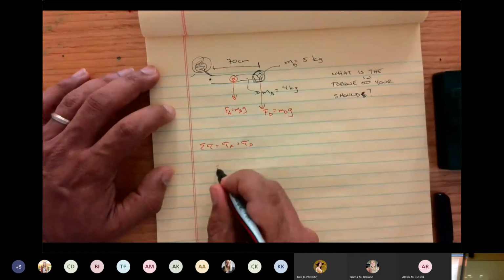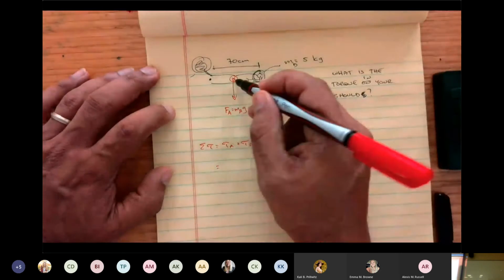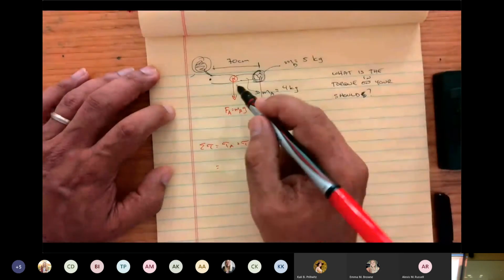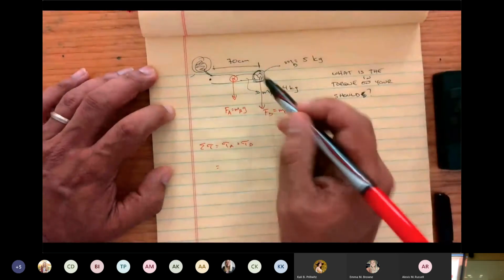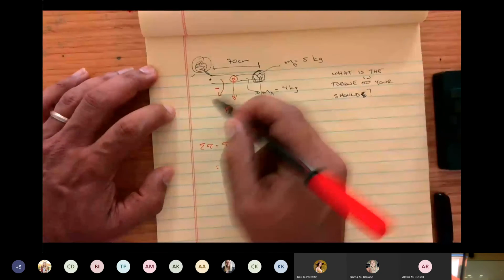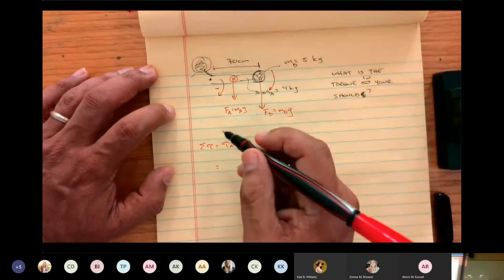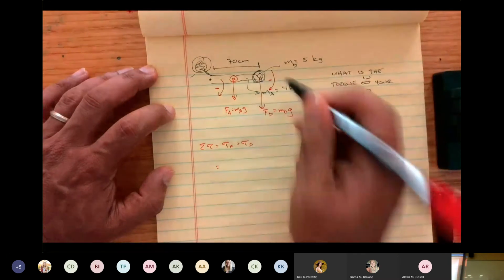Okay, so the net torque is going to be the torque of the arm plus the torque of the dumbbell. Now, to calculate the torque of the arm, if we ignore the dumbbell, the arm is going to try to rotate clockwise, so this is going to be a negative torque. The dumbbell by itself is also rotating clockwise, so this is also a negative torque.